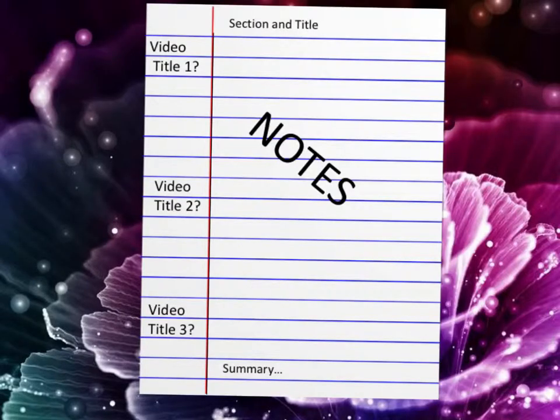Okay, here's a reminder of how your notes should be set up to take notes from this video. This is video title 1. You do have a video title 2, which is next, and there's no video title 3. And once you've watched all videos, you then will create your summary at the very end.